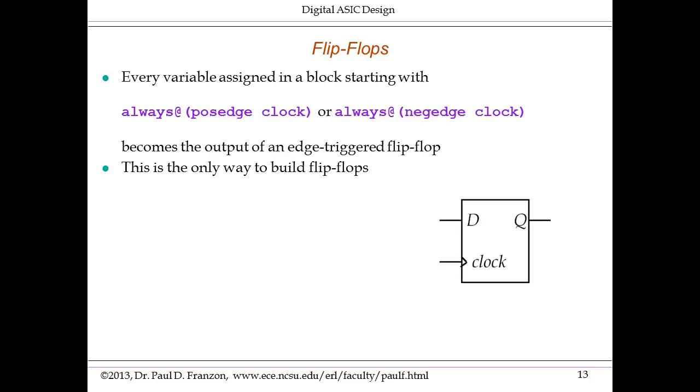So every variable that is assigned in a block starting with always at pos clock, always at neg clock, becomes the output of an edge-triggered flip-flop, whether you meant it to or not. And this is a big reason why I emphasize design before coding. A lot of people try to approach this by writing C, then slapping around a bit of Verilog to turn it into Verilog by throwing in some trigger statements such as these, without realizing what they're doing is building a huge number of flip-flops. It's up to you, the designer, before you write code, to decide what should be the output of a flip-flop.